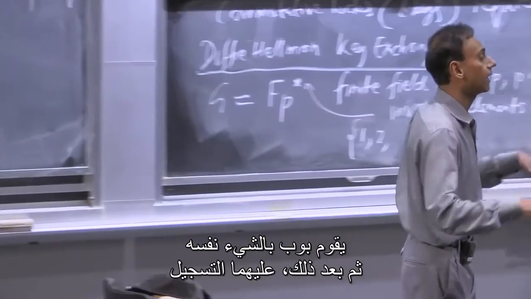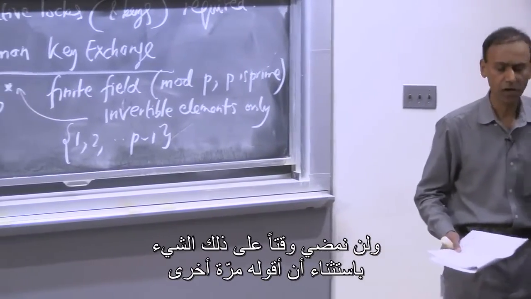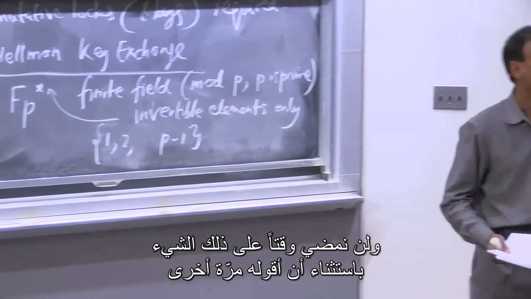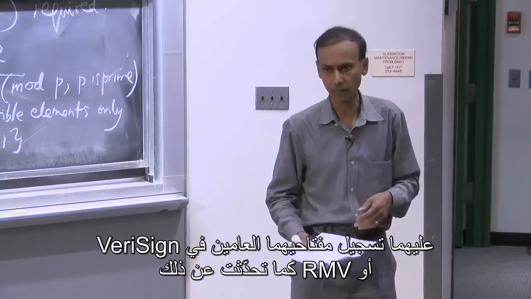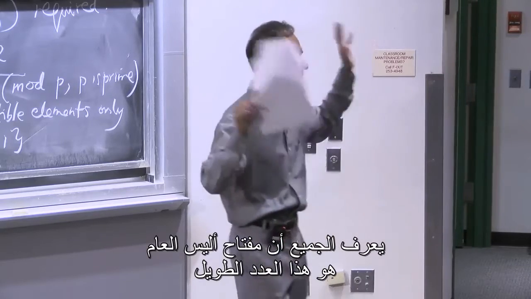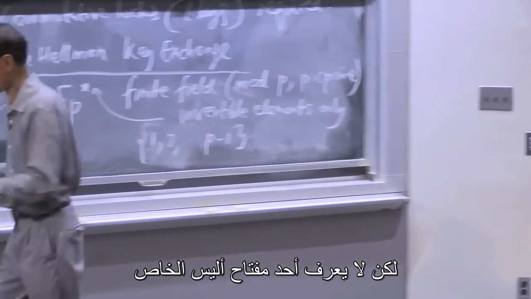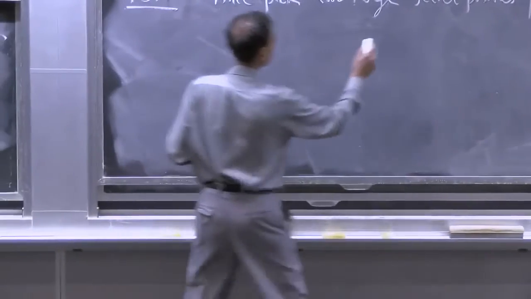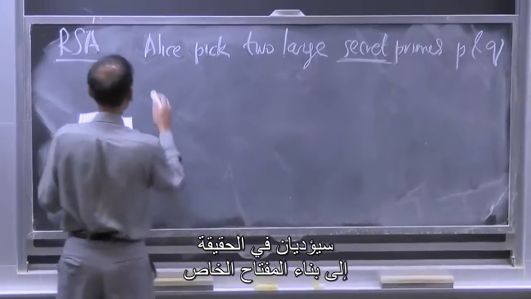And then after that, they have to register, and this is not something we'll spend time on beyond me saying it one more time. They have to register their public keys with the Verisigns or the RMVs like I talked about. All right? So everyone knows that Alice's public key is this long number. But no one knows Alice's private key. So Alice picks two large secret primes. So these are eventually going to result in the creation of her private key.